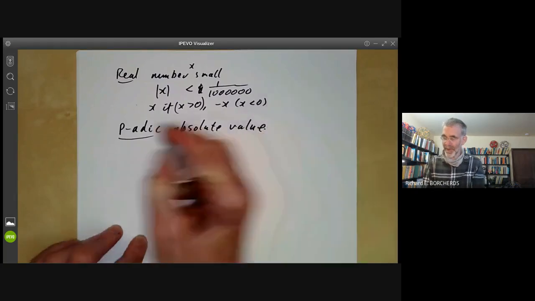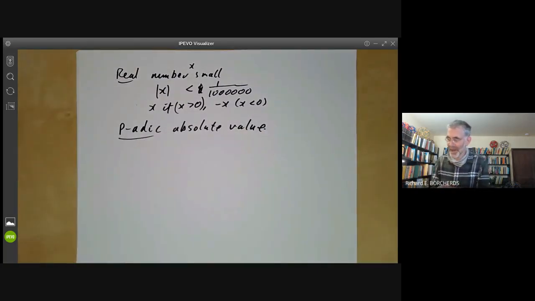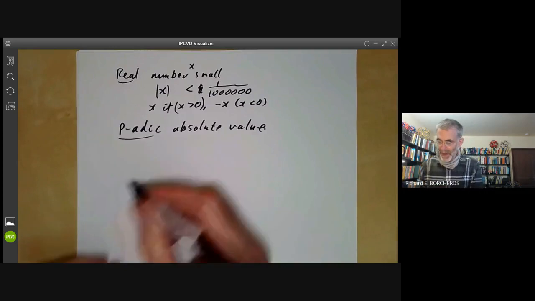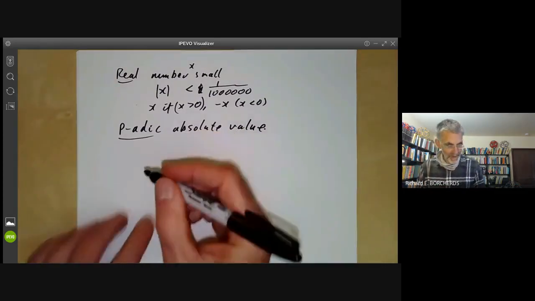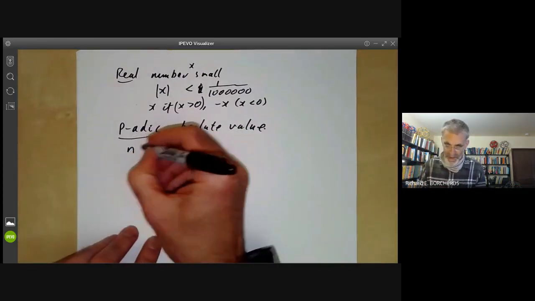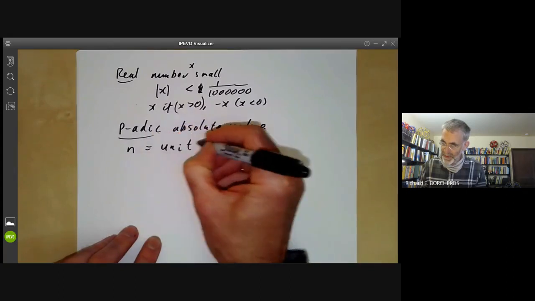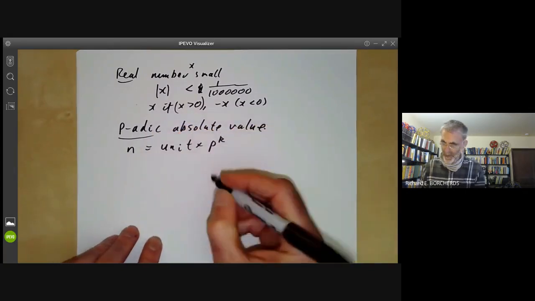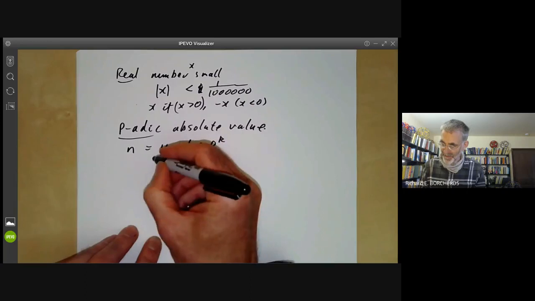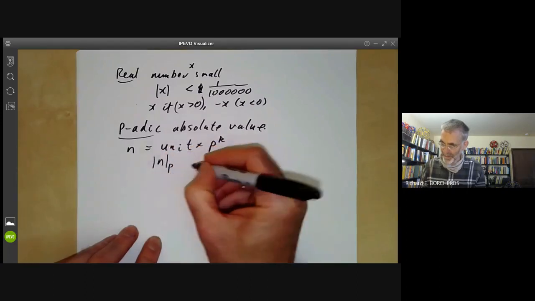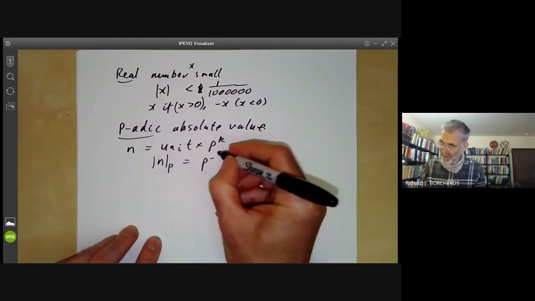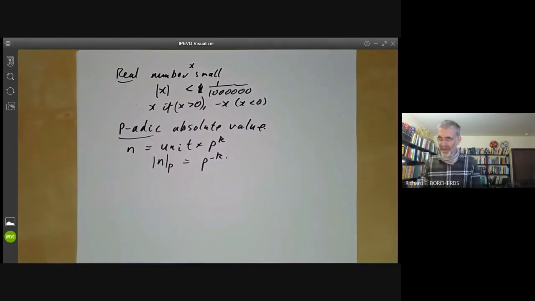And we will say that a p-adic number is very small if its p-adic absolute value is small. This is defined as follows. Suppose n is equal to a unit times p to the k. Then we define the p-adic absolute value, |n|_p, to be p to the minus k. So the idea of this is as follows.